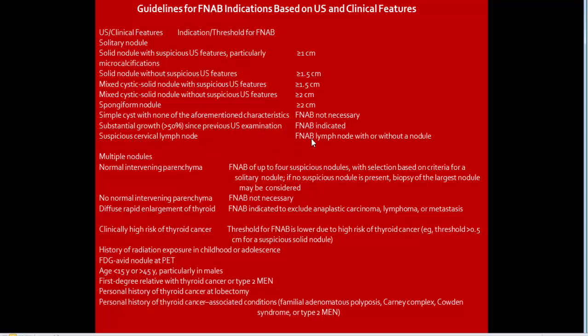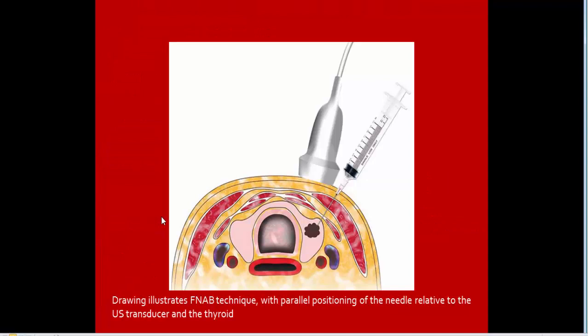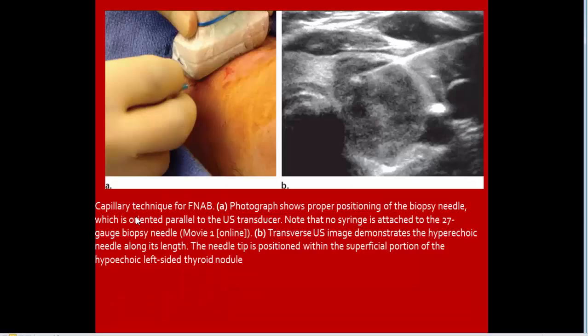Suspicious cervical lymph node indicates fine needle aspiration biopsy. Multiple nodules with normal intervening parenchyma, fine needle aspiration of up to 4 suspicious nodules. No normal intervening parenchyma, fine needle aspiration not necessary. Diffuse rapid enlargement of thyroid, fine needle aspiration indicated, and so on. This drawing illustrates fine needle aspiration biopsy with parallel positioning of the needle relative to the ultrasound transducer and thyroid.